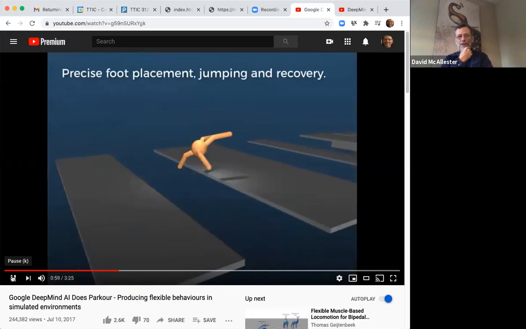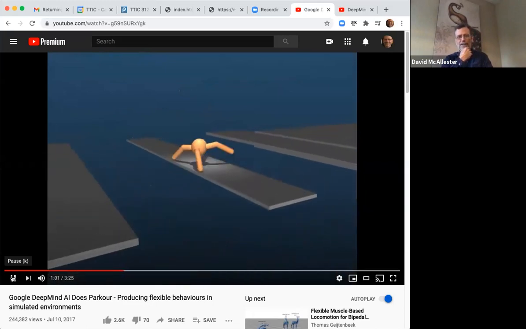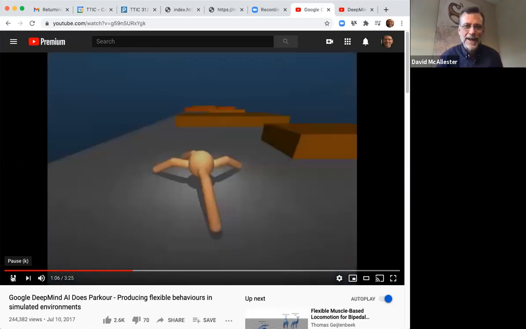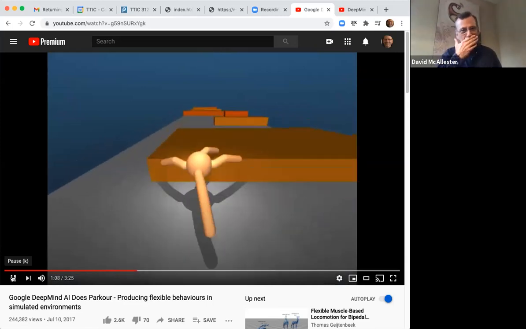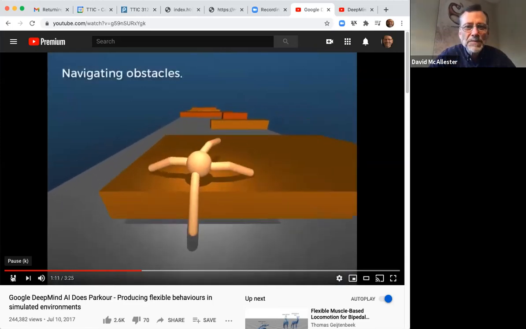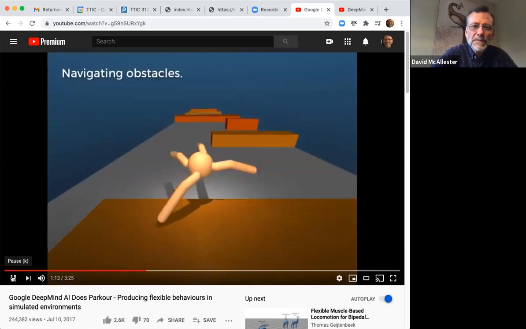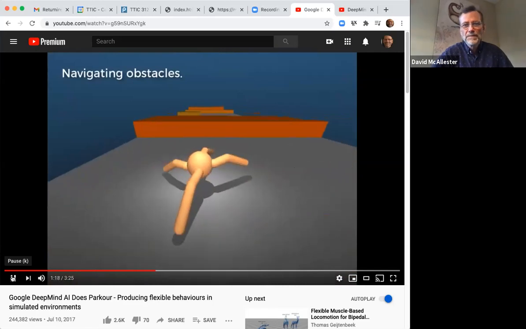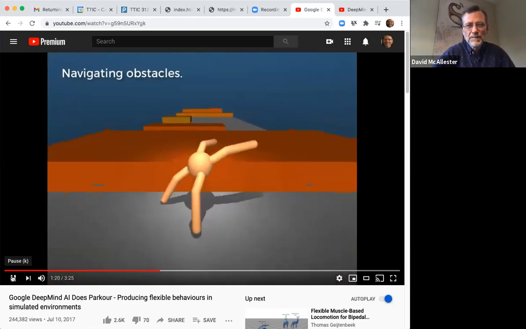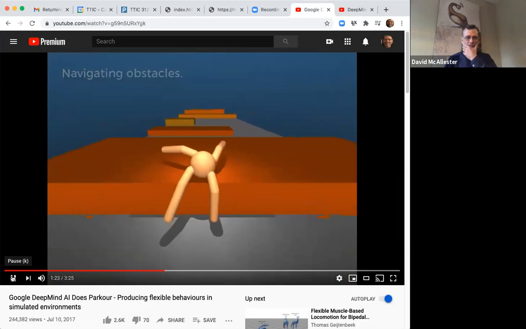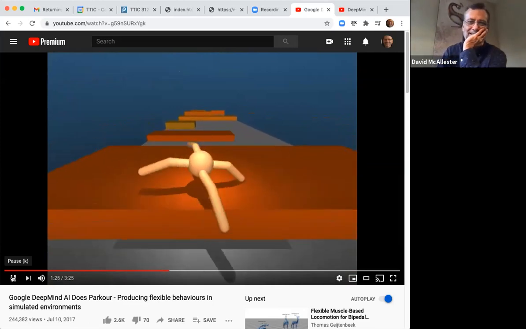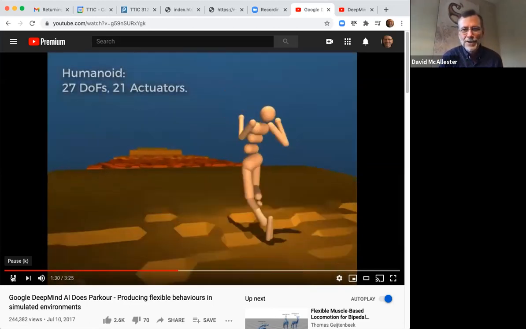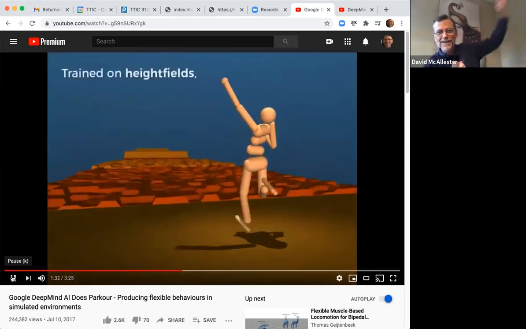This has a vestibular sensor. That's your inner ear. So it has a gyroscope that's detecting its physical motion. And here's a humanoid. Yeah, I don't know what this is, right?